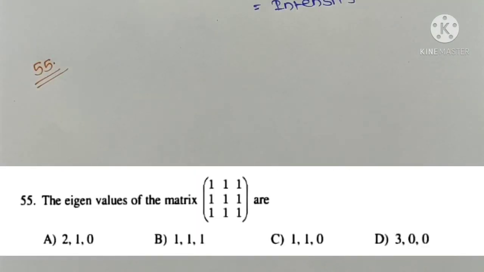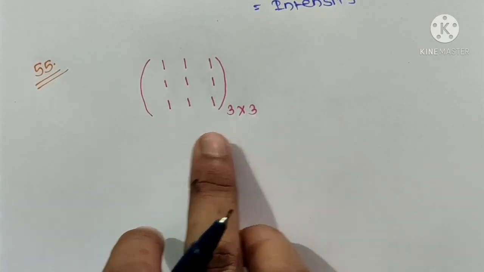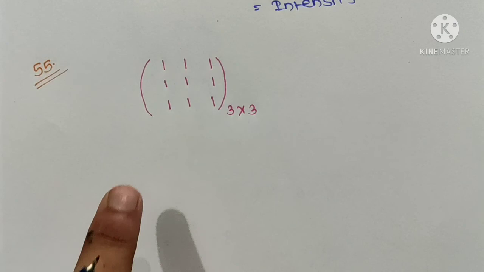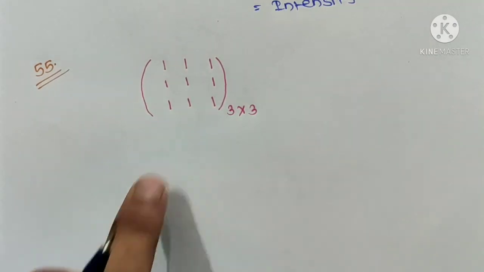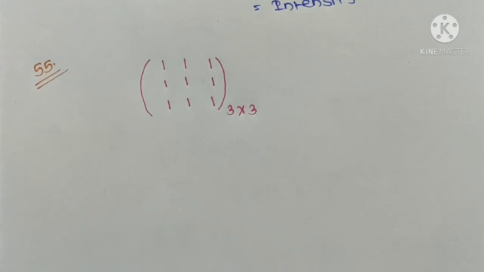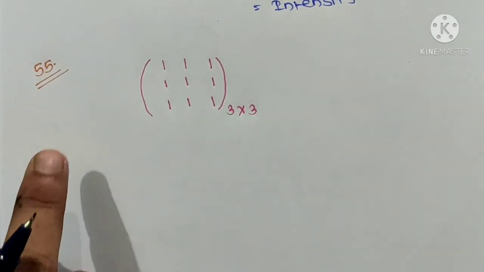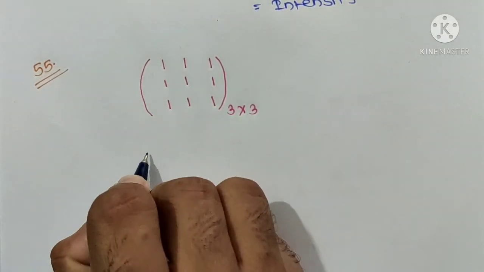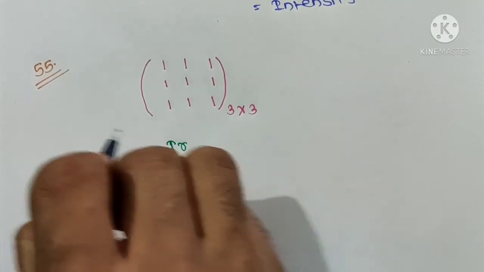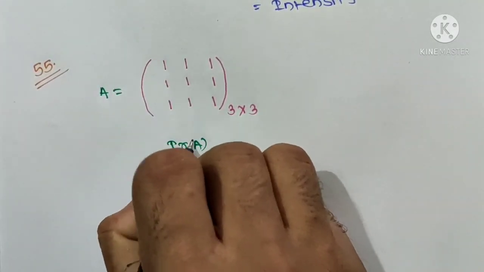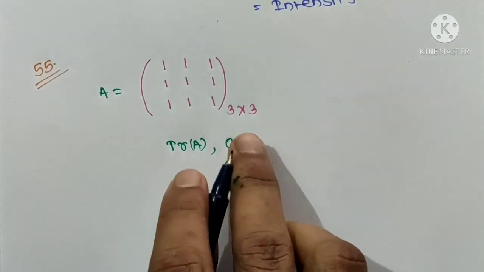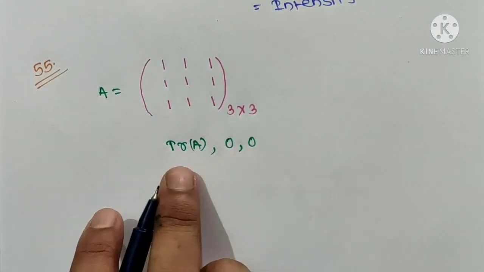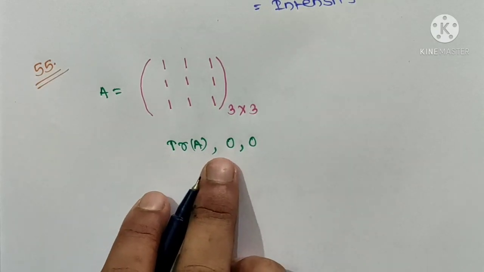Question number 55. The eigenvalues of the matrix are. This given matrix is a 3 cross 3 matrix in which all its elements are equal to 1. So it is a special type of matrix. So remember that for this type of matrix, in which all the elements are equal to 1, the eigenvalues are given by the trace of the matrix. Let this matrix be A. As it is 3 cross 3, it will have 3 eigenvalues. So one is the trace of the matrix and the others are 0, 0.